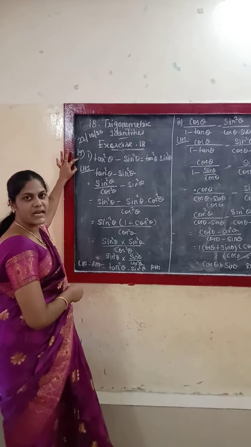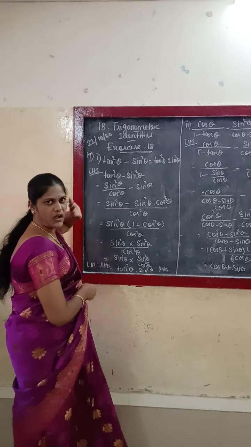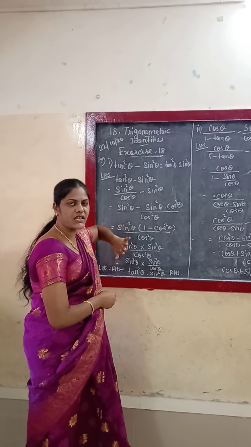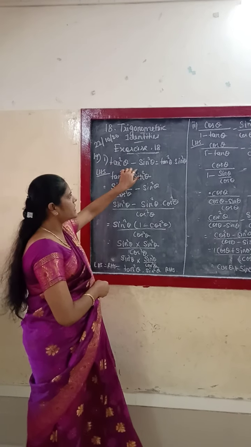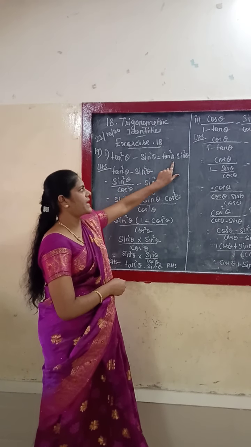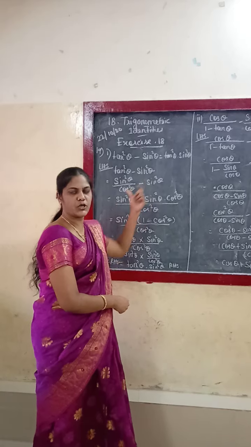So listen, the 19th, first sum. Already I said, in trigonometry everything is a prove-the-statement sum only. So listen, 19th first question: tan square theta minus sin square theta is equal to tan square theta into sin square theta. We need to prove this.